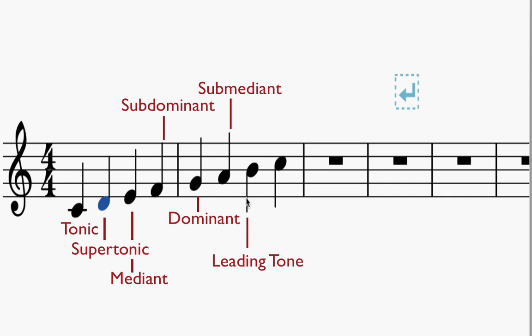So to review that one more time. From low to high, tonic, supertonic, mediant, subdominant, dominant, submediant, leading tone, and then tonic again. Now let's talk a little bit more about the tendency of these notes, where they feel like they want to lead when we're in a major key.